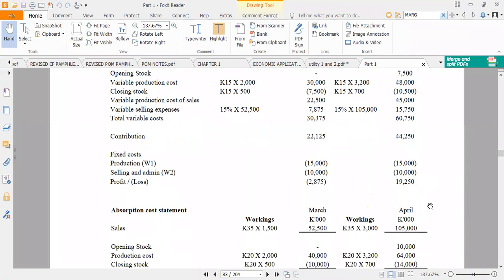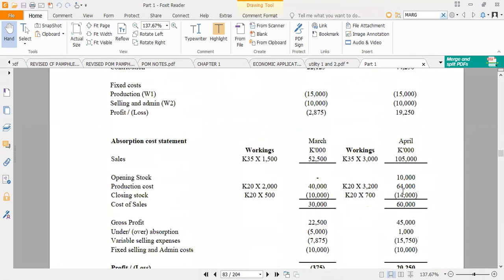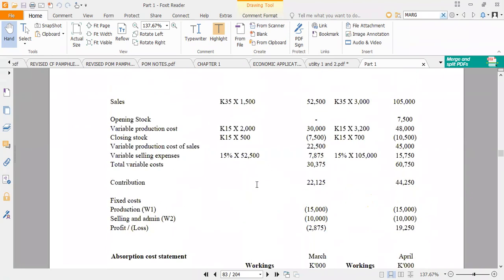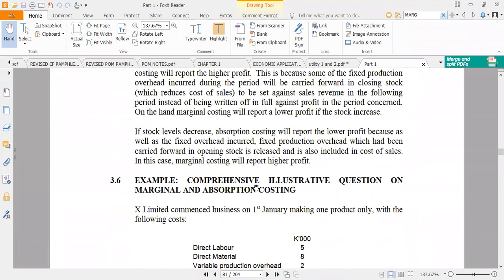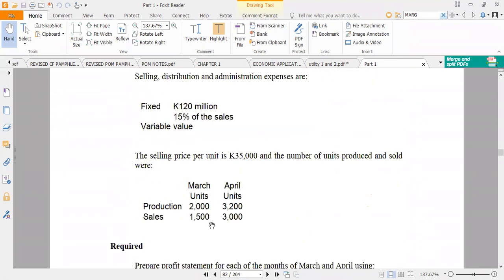Then absorption costing, getting quickly into absorption costing. This is the full product cost. So the sales will be the same for March. It will be 35 multiplied by 1,500, which is 52,500. Opening stock, all right, is zero. Production cost, we produced at a full cost of 20 kwacha, then multiplied by the number of units we produced, which was 2,000.